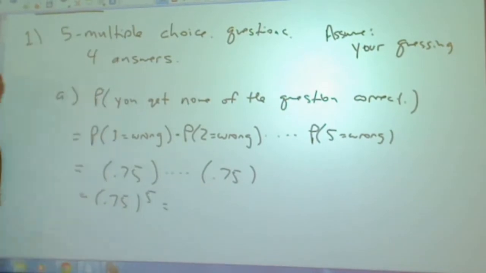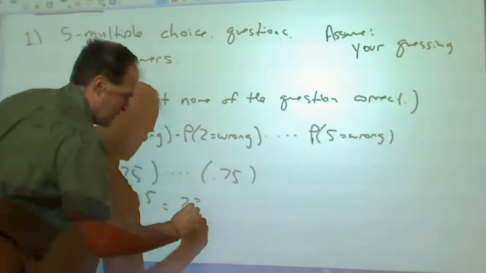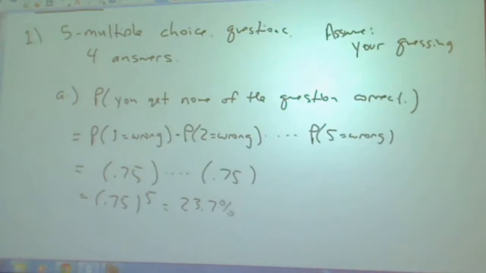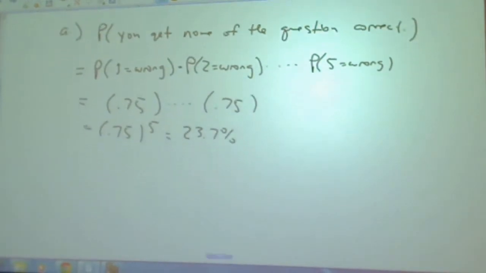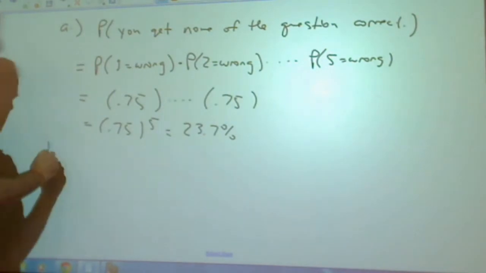So 0.75 to the 5th. I got 23.7% for that. Does that make sense, how you set it up? Okay. B is close. Get all of them right.